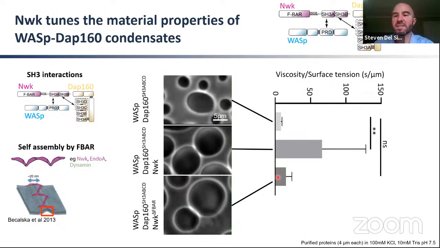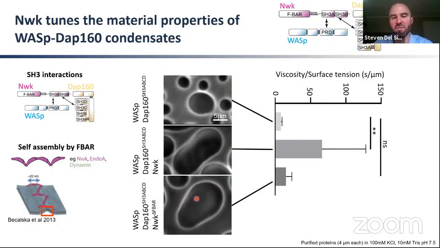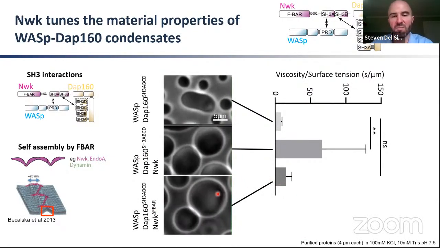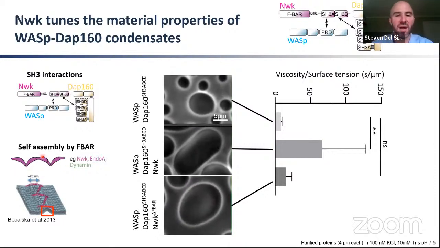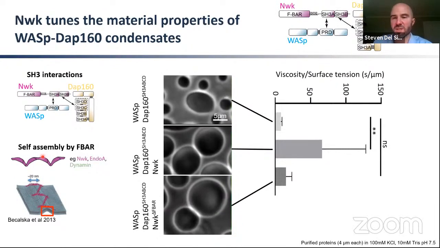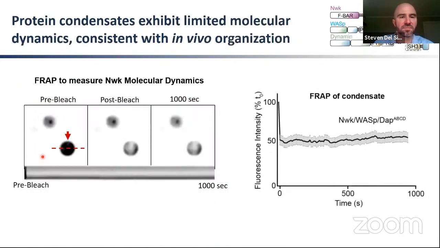And this variant doesn't have this effect. So it no longer makes these droplets more viscous. So suggesting that this oligomerization effect might be important in controlling these physical properties. And just one last slide here. The same effects. So in thinking about how this might happen, why are these droplets more viscous?